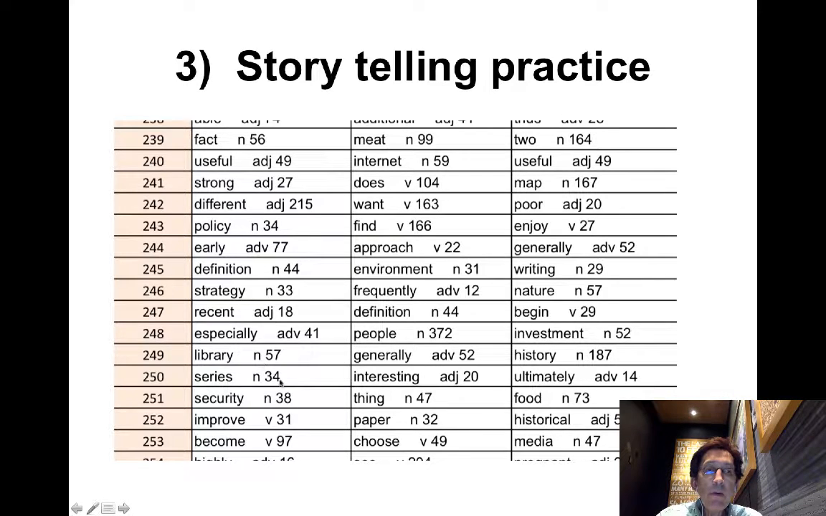Okay, how about 251? Security and the food. Pick one out of three. Okay. Okay. Security.